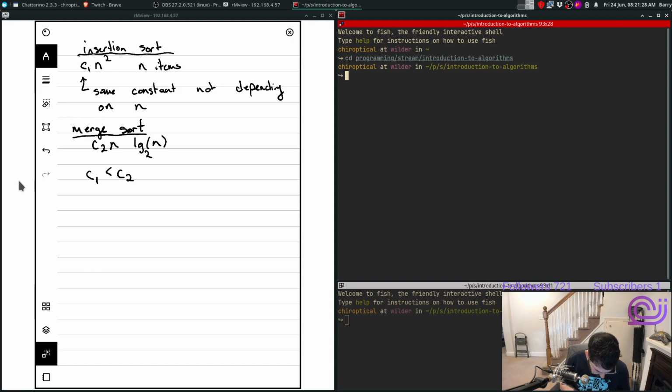We'll see that the constant factors can have far less of an impact on the running time than the dependence on the input size. Let's write insertion sort's runtime as C1 n times n and merge sort's runtime as C2 n log n. Then we can see that insertion sort has a factor of n in its runtime. Merge sort has a factor of log n, which is much smaller. As an example, when n is 1,000, log n is approximately 10. And when n is 1,000,000, log n is approximately only 20.